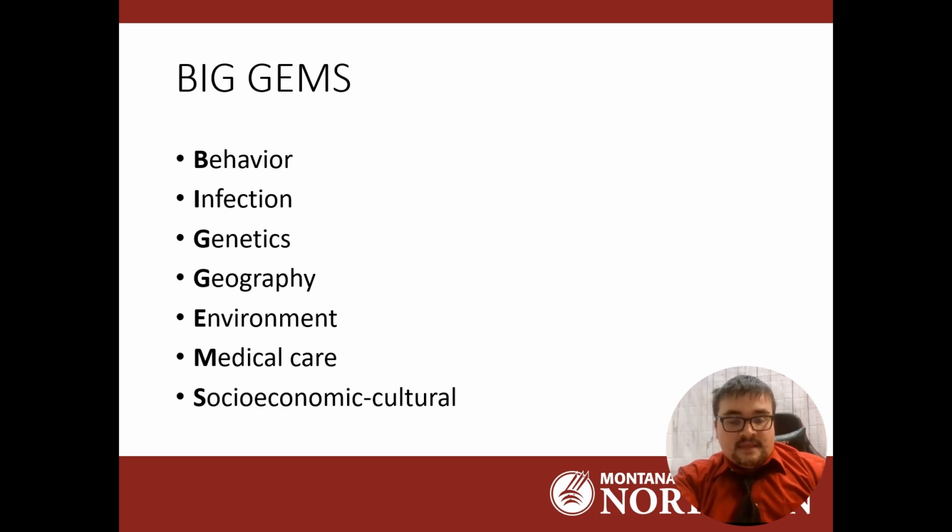Then for our first E, environment. Here, the environment encompasses both natural and built factors. So starting off with your natural environment, this will also include natural disasters, such as earthquakes and hurricanes, and we also have nutrient deficiencies in certain regions, such as iodine deficiency in soils.